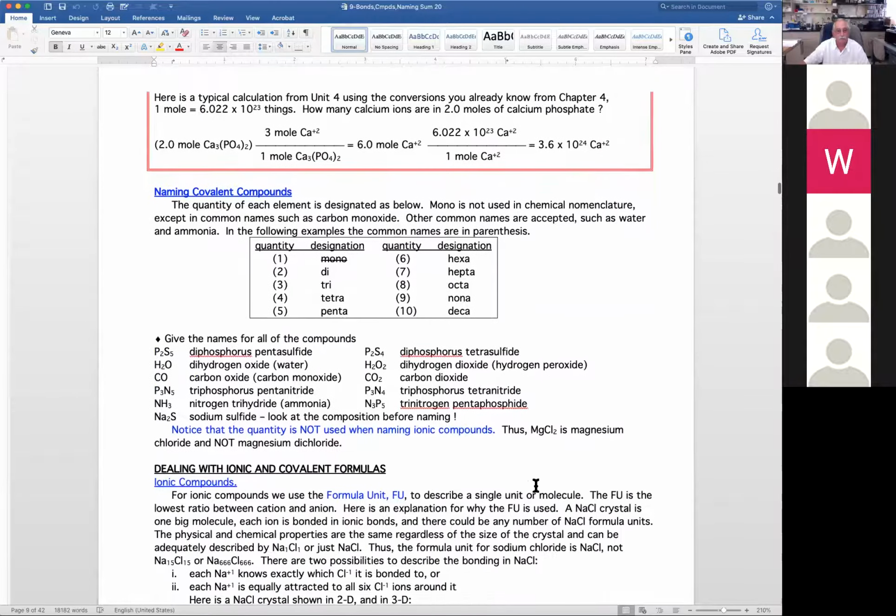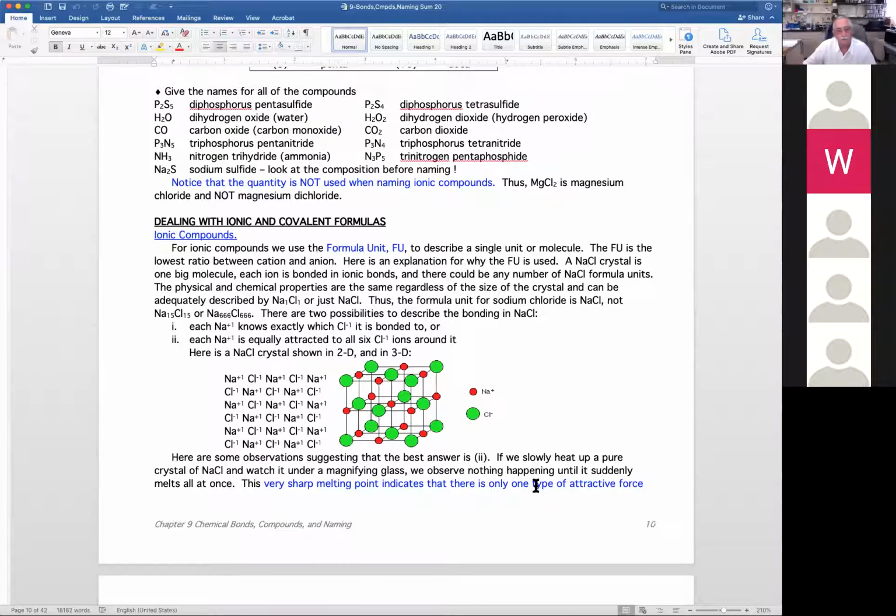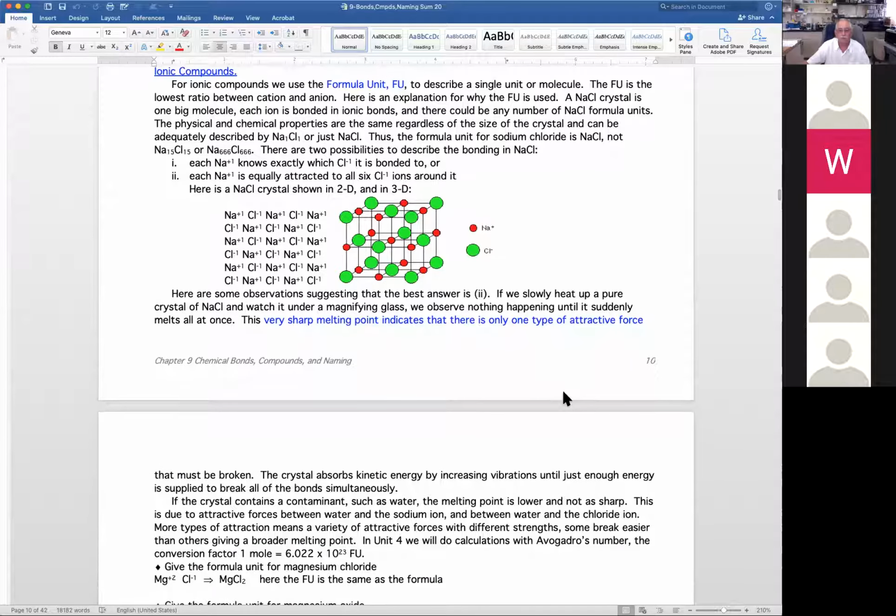Okay, so here's naming covalent compounds, and then finally, when we do ionic compounds, we always take the lowest ratio of cation to anion. Because if we didn't do that, then for example, every size crystal of sodium chloride would have a different formula. So that's called the formula unit.